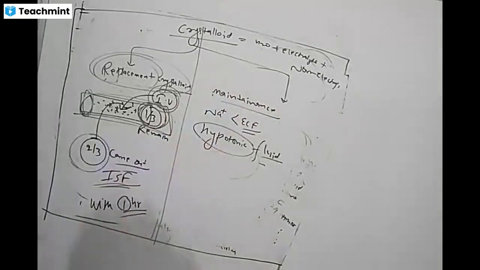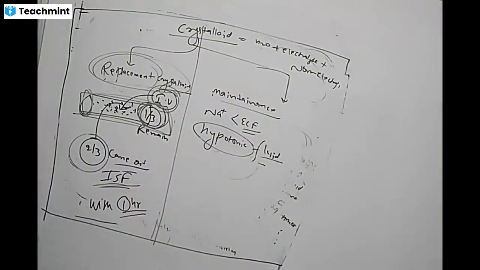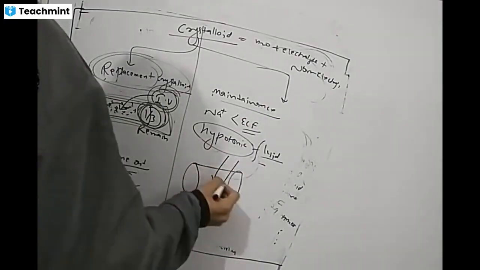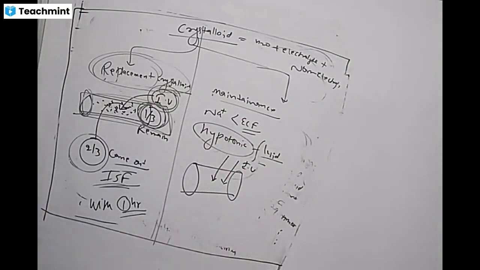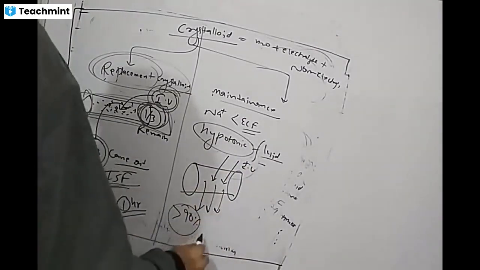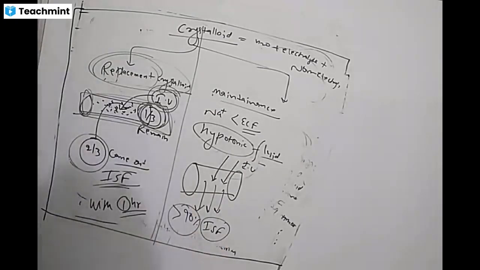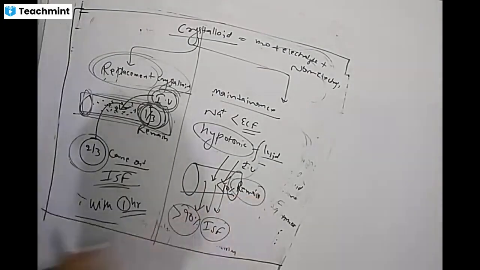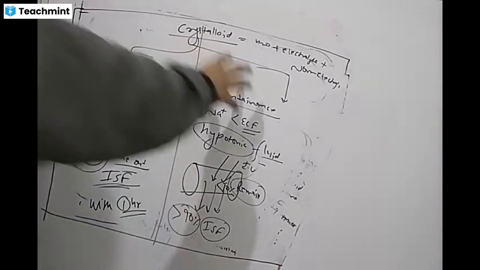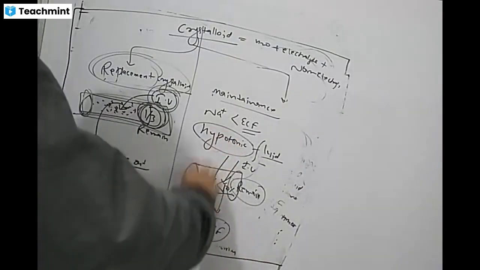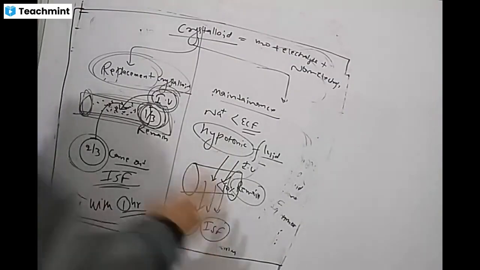What happens in case of maintenance fluid? Similarly, if you give maintenance fluid as IV, more than 90% will leave the compartment and enter into ISF, interstitial fluid. Less than 10% will remain here. So in case of hypovolemia, when the volume is less in the intravascular compartment, maintenance crystalloids are of no use, because after administration, more than 90% will leave this compartment and enter primarily into interstitial fluid.